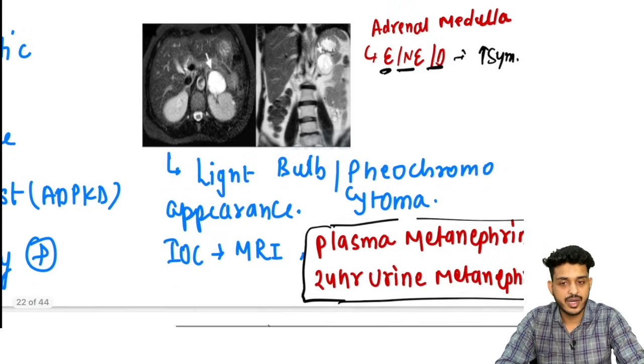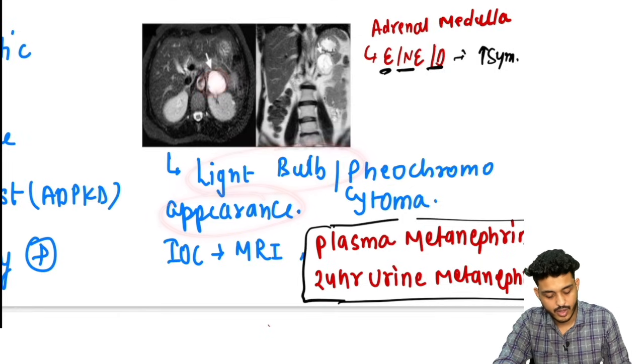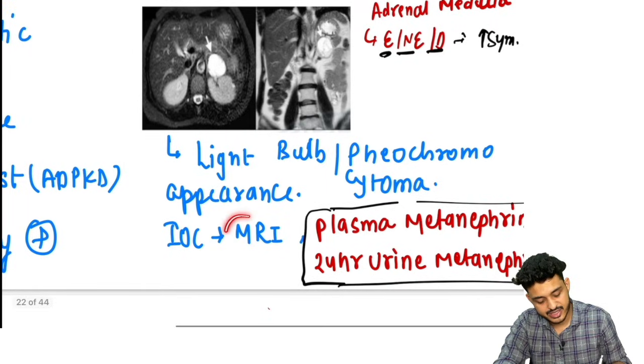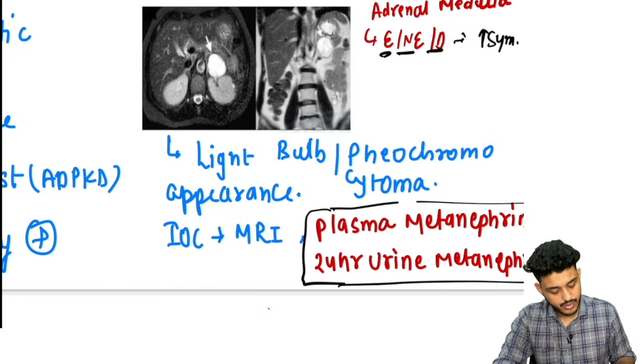And remember, on MRI you will be finding this light bulb appearance. On MRI, these are the kidneys, and above the kidney you will be finding this light bulb appearance. This is going to be suggestive of what? Pheochromocytoma, beta. This is suggestive of pheochromocytoma.